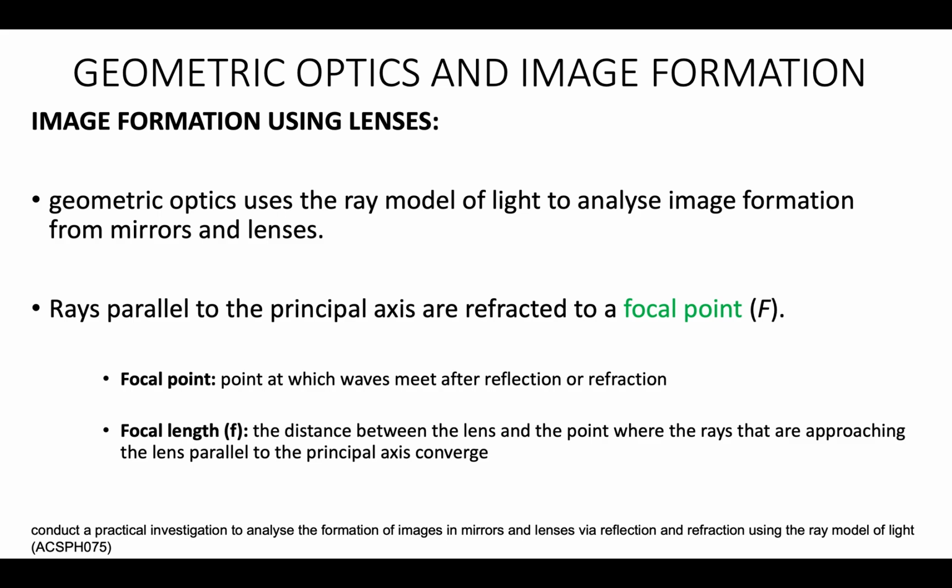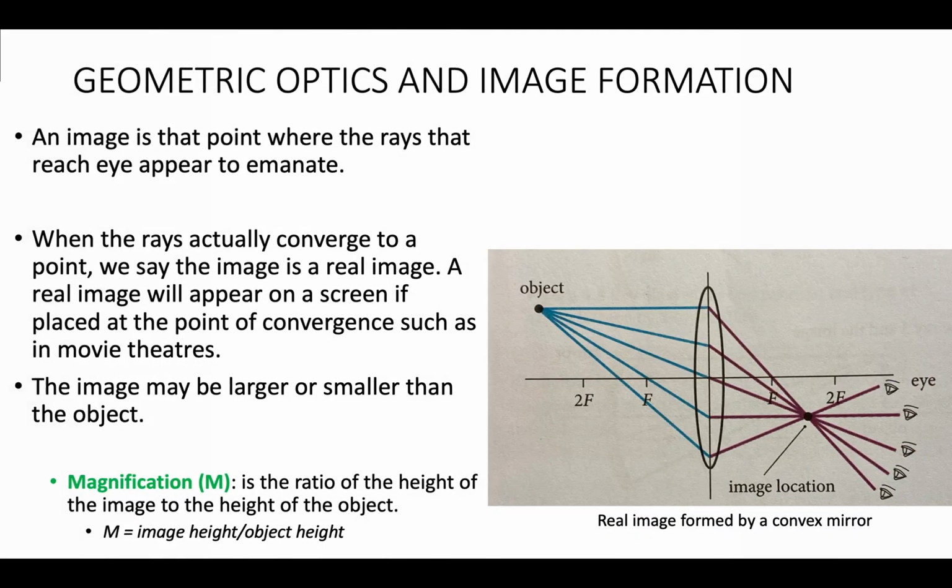We know that. We've talked about that in our previous discussion, in terms of rays, in terms of waves. The focal point is a point at which waves meet after reflection or refraction, and the distance between the lens and the point where the rays approaching the lens parallel to the principal axis meet is basically referred to as the focal length.